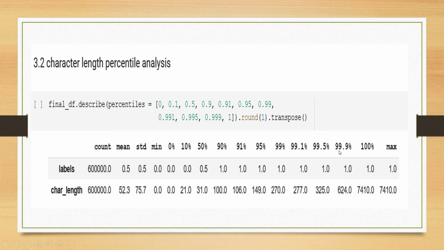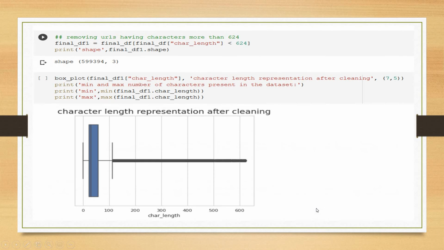At 99.9% there are 624 characters, and at 100% more than 7,000 characters, 7410. So we have to remove these, and we will keep only up to 624. And then I'm removing the URLs whose character length is more than 624. And so now this is a better box plot, there are some outliers, but it's still okay.